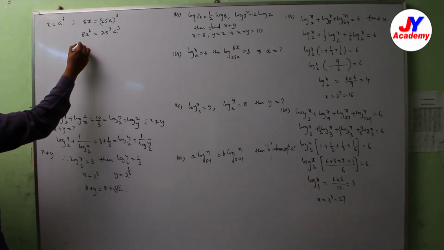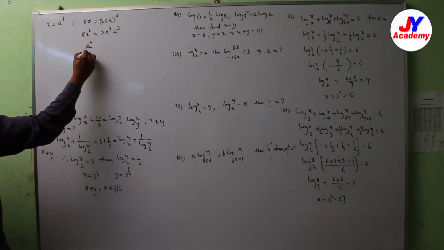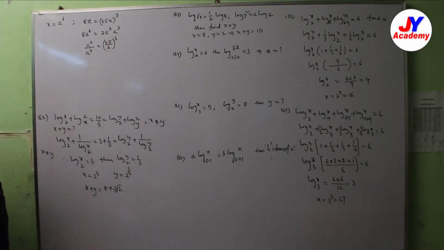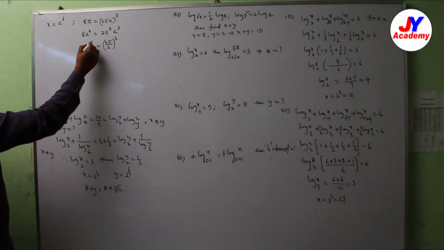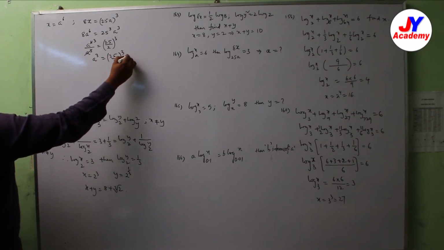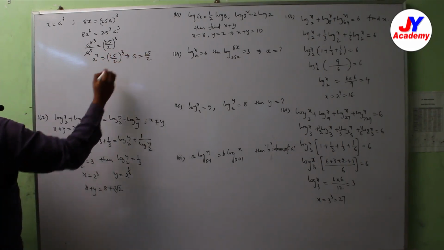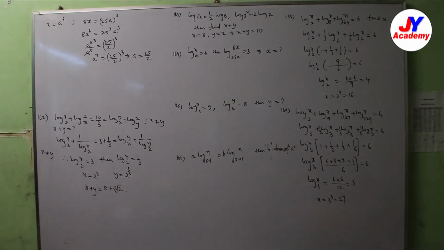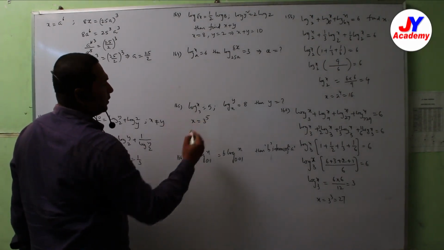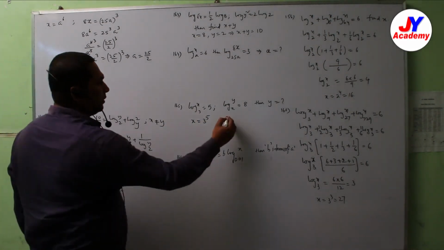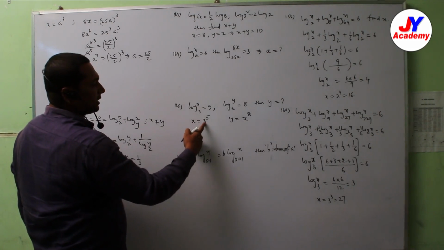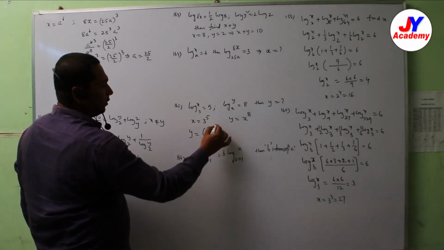So a power 6 by a power 3 is equal to 25 by 2 whole power 3. 3 times gets cancelled. So a cube is equal to 25 by 2 whole power 3. Then what is the a value? 25 by 2. Okay. Now x is equal to 3 power 5. y is equal to x power 8. So y is equal to x. What is x? 3 power 5 whole power 8.